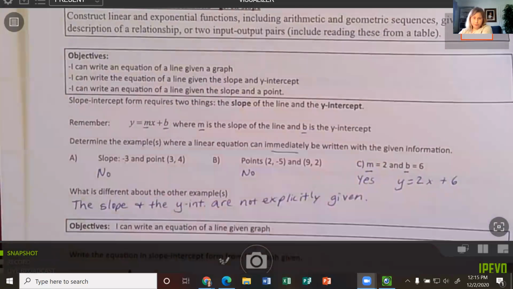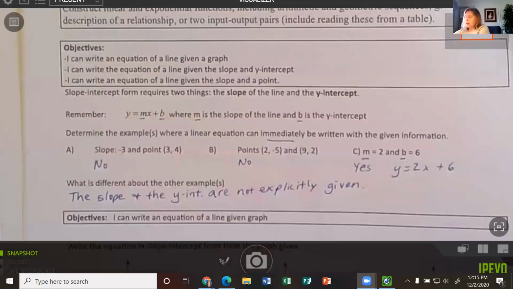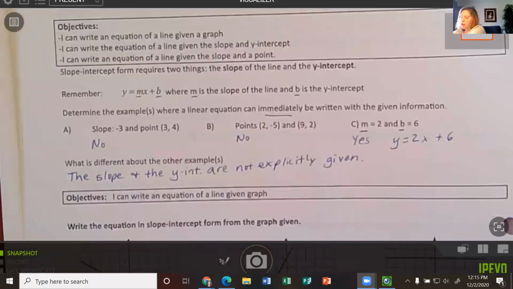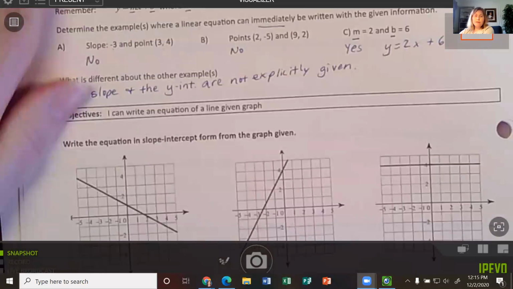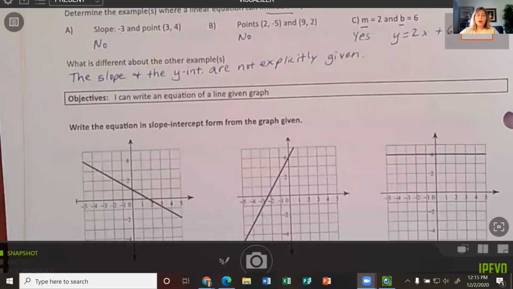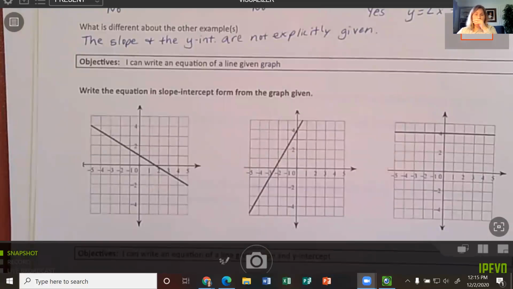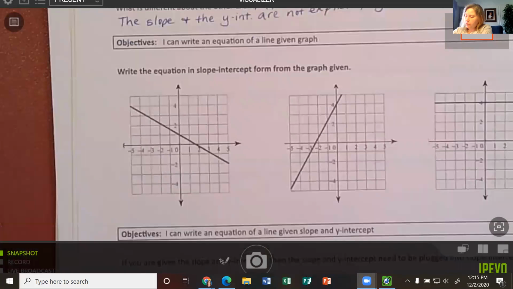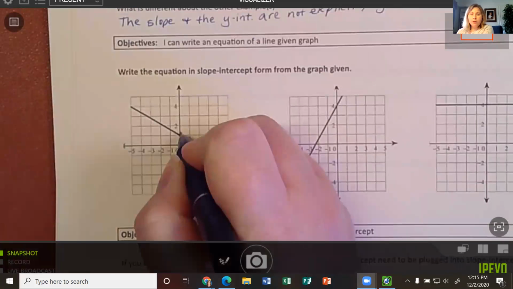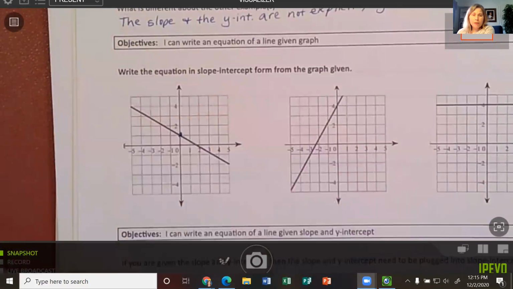All right. So first of all, let's talk about writing the equation of a line given the graph. So when we are given the graph, we can see the y-intercept and we can see the slope of the line. So let's look at this first example. We can see the y-intercept. So the line goes through the y-axis at 1, so b equals 1.